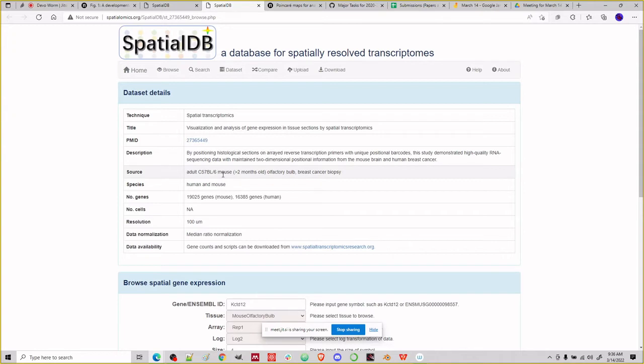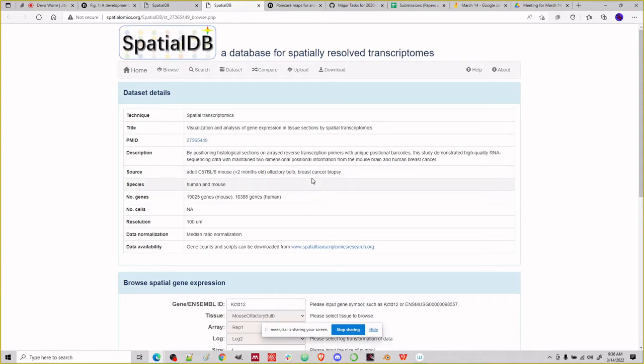They used an adult mouse, and this is a strain of mouse here, so don't worry about that. And it was less than 2 months old, so it was a juvenile mouse. And then they looked at the olfactory bulb within that mouse. And they also used a breast cancer biopsy, I guess from an adult human of some person, I don't know.